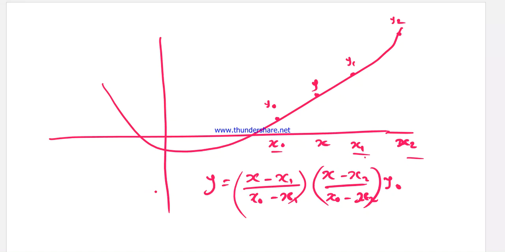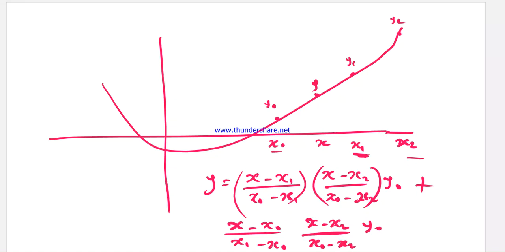since our x naught and y naught are our reference. Then plus, we now take another reference, x1 and y1 are taken as reference. So that means we subtract all of the other points from x and x1. So it's going to be x minus x naught all over x1 minus x naught, x minus x2 all over x1 minus x2 multiplied by y1.